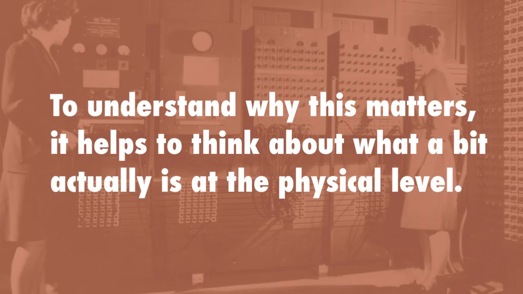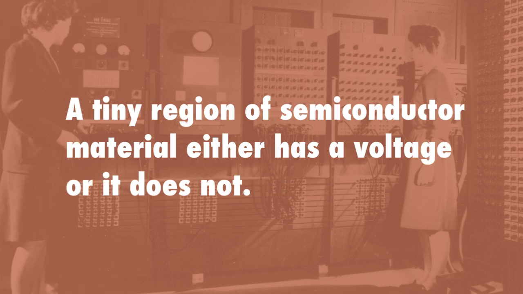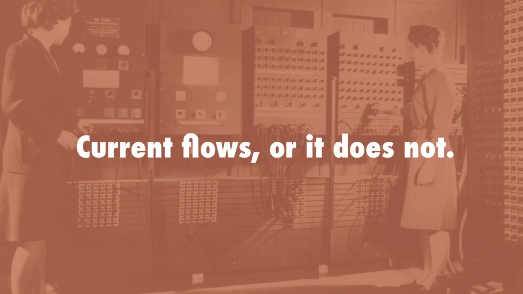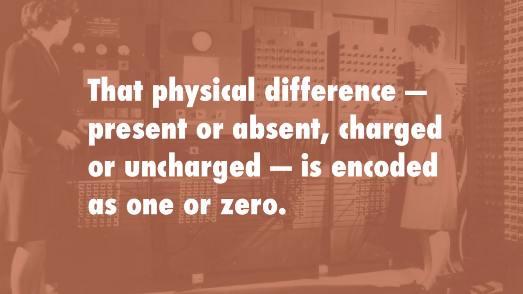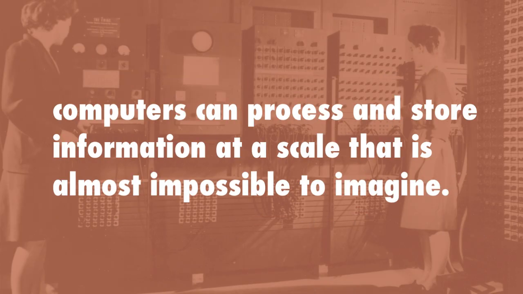To understand why this matters, it helps to think about what a bit actually is at the physical level. Inside a computer chip, a bit is represented by an electrical state. A tiny region of semiconductor material either has a voltage or it does not. Current flows or it does not. That physical difference, present or absent, charged or uncharged, is encoded as 1 or 0. And because these states can be switched billions of times per second, and because billions of such switches can be packed into a space smaller than a fingernail, computers can process and store information at a scale that is almost impossible to imagine.